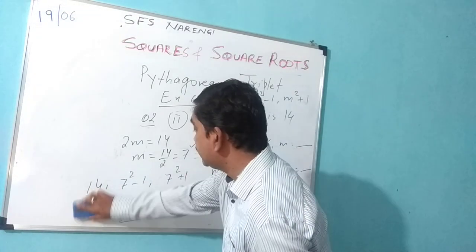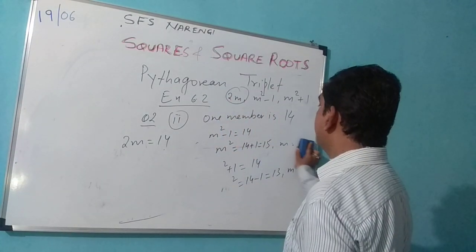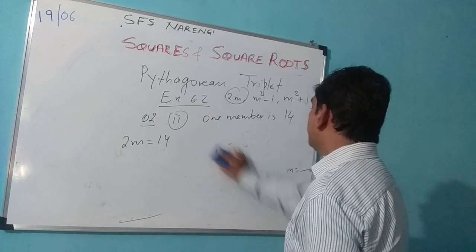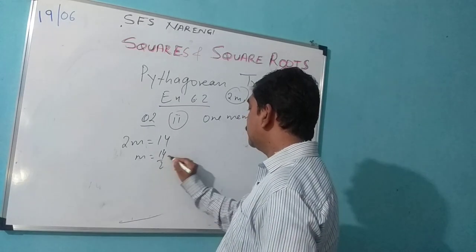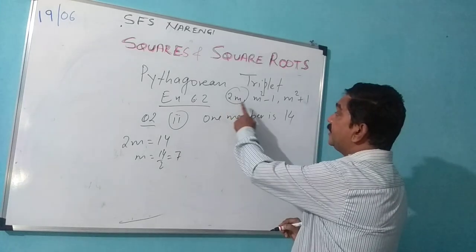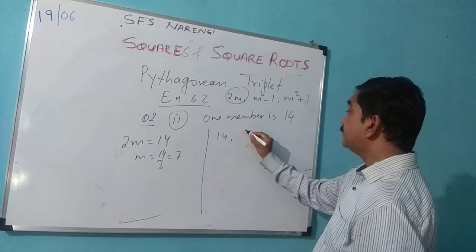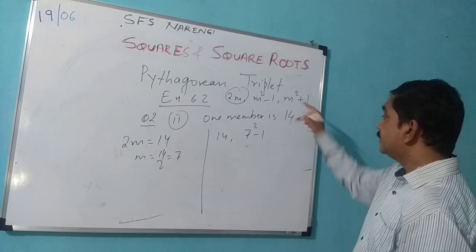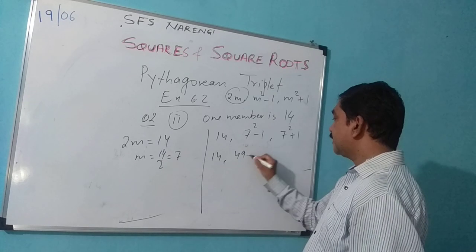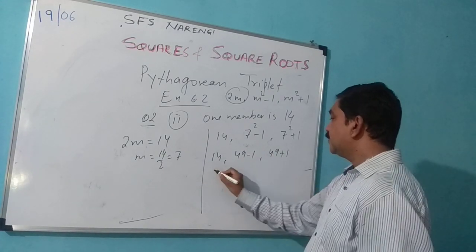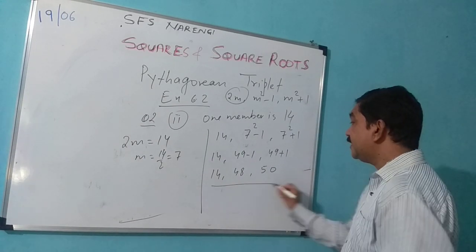Let me write it once again. Here m is equal to 14 by 2, that is 7. Now we put this 7. Here we have already got 2m is equal to 14, so 14 is one of the members. What is the next member? The next member will be 7 square minus 1. This member will be 7 square plus 1. So the answer will be 14, 49 minus 1, then 49 plus 1. So 14, 48 and 50. So these are the three members.